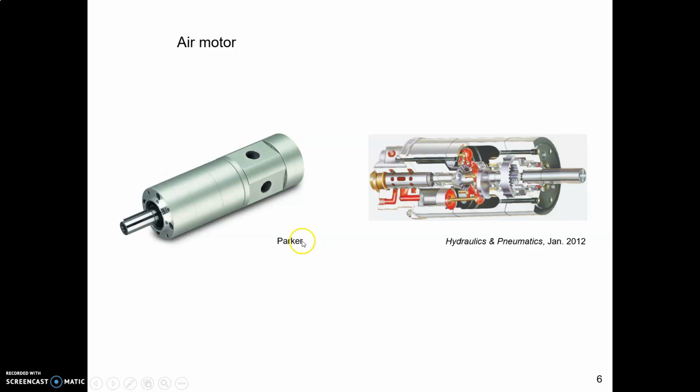Parker, by the way, Parker-Hannifin is a common manufacturer of fluid power equipment. And we have a Parker-Hannifin company in Eugene.